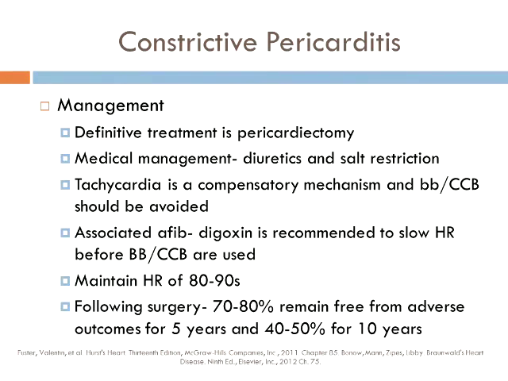So beta blockers and calcium channel blockers should be avoided in these patients if possible. They should be avoided in AFib if possible. Digoxin is actually the first recommended drug in these patients. You want to maintain a heart rate of 80 to 90.